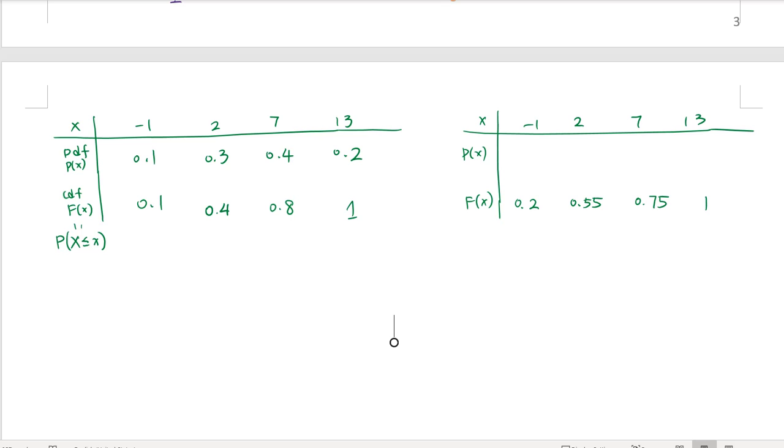And then on the other hand, how do we figure out the PMF? The first one stays the same. And then, how do we get this number? We use this guy minus this guy, the difference. So 0.55 minus 0.2 is 0.35. Then we use this guy minus this guy, the difference is 0.2. And then this guy minus this guy, the difference is 0.25. So this is how we get the PMF from the CDF.